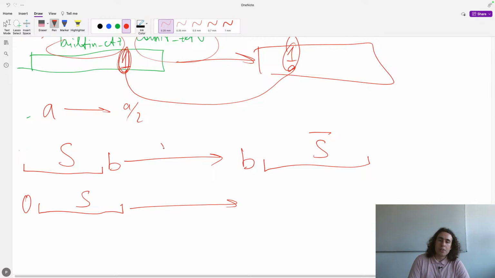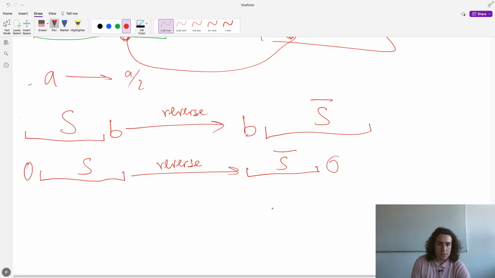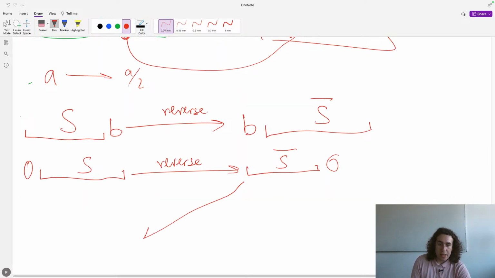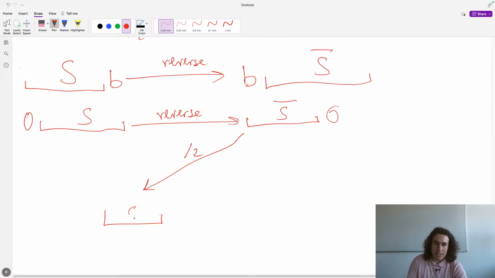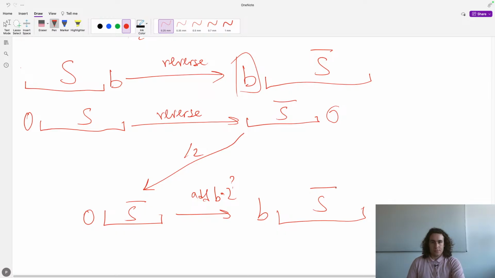What if we reverse this? We're going to have the inversed s and then 0, right? This is very similar to what we want to get. We just need to divide it by 2 again. So we get rid of this 0 at the end. So we get s reversed 0. And then we add the right bit at the end. We just add b times 2 to the right power, the largest power that we have. And then we get b s reversed. And this is exactly what we wanted.